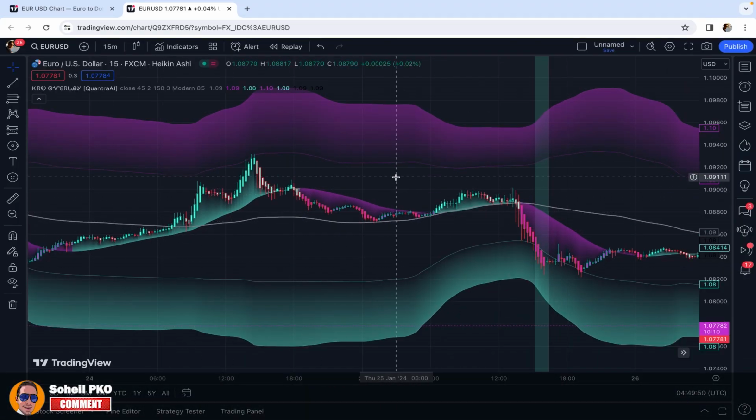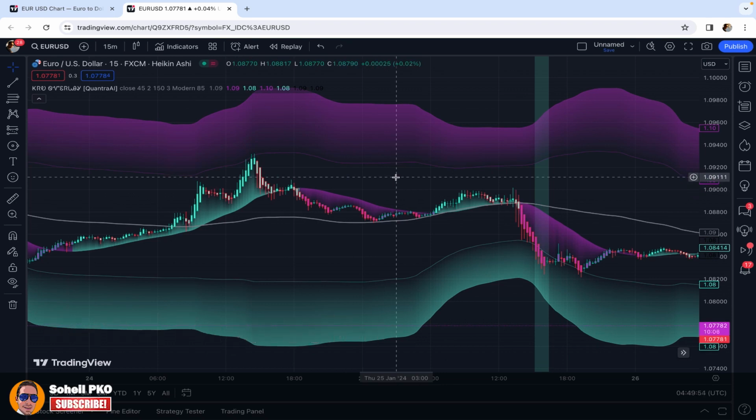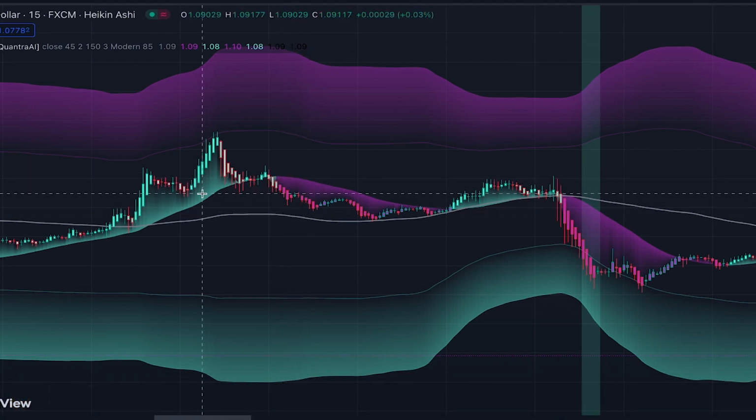This is an advanced indicator that is built based on kernel regression, and it helps you with trend directions and dynamic overbought and oversold zones. This middle line here, which is in gray color, is the mean or average. And this line, which between the line and price is filled with purple and green color, is a signal line.